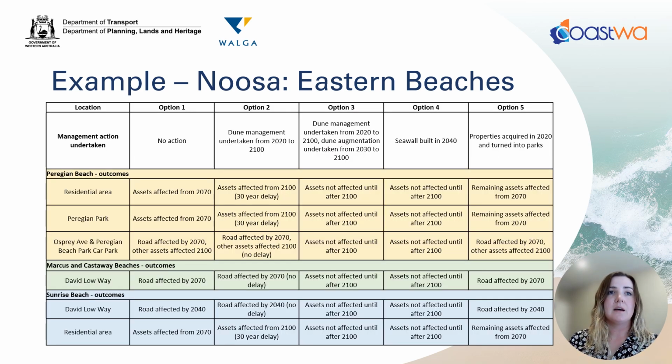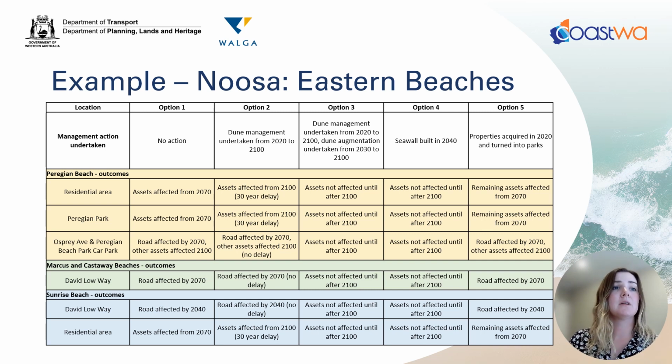So how did we look at what the outcomes might be for these different coastal hazards? Well, this is just an example. This is looking at different management actions undertaken and different options that they could look at. So option 1 is the base case with no further action occurring. Option 2 is dune management being undertaken, and then they also have ones such as seawall, and also another one where they purchase property and turn them into parks.